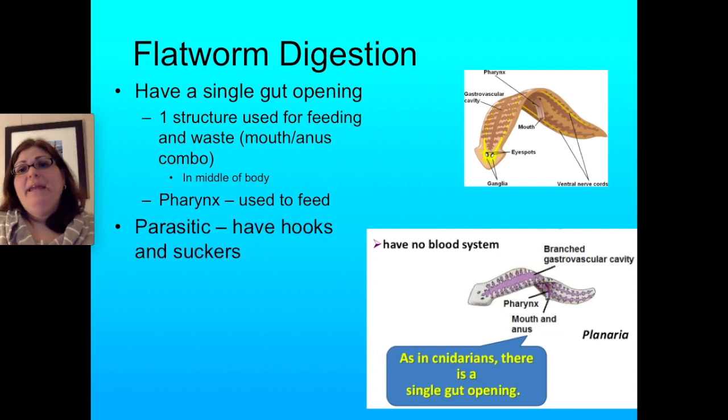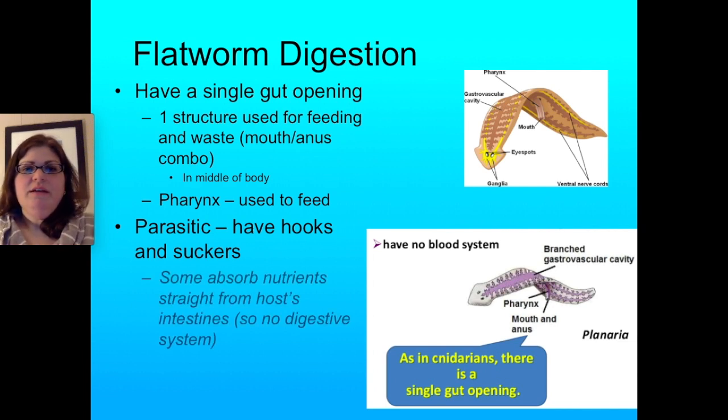Many flatworms are parasitic, and so an adaptation to be parasitic is that you have to have some way to stay in your host. So a lot of them have hooks. Also, many of them have suckers that they can use to extract nutrients out of their hosts.